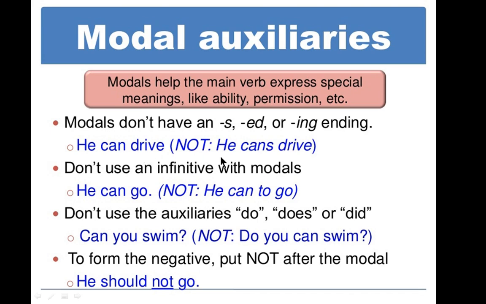He can drive, there is no s. Don't use an infinitive with the modals. Here are some points. Whenever the modal auxiliary sentence is there, we should not use the infinitive. He can go, you should not say he can to go. Don't use the auxiliaries do, does, or did. Can you swim? You should not say do you can swim.